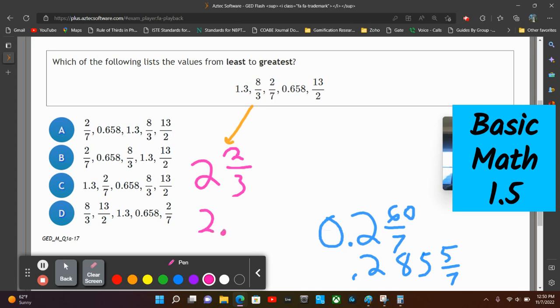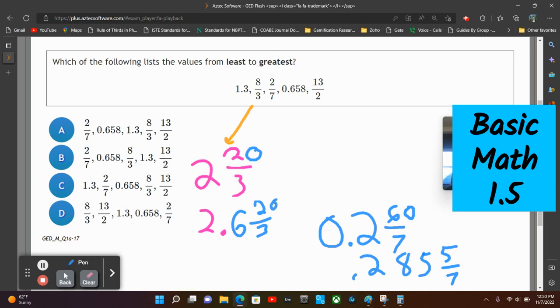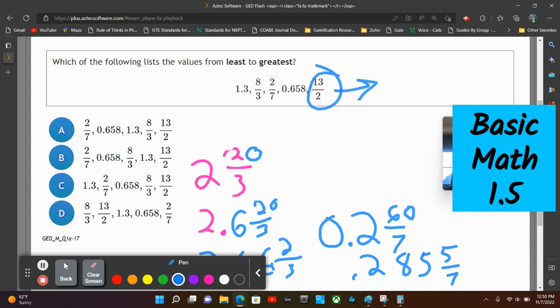I'll put a 2 point, and then I need to add a 0 here to make it 20. And 3 goes into 20 6 times with the remainder of 2. And see how we get the same fraction that we had started with, 2 over 3. So if I add another 0 to that, it would be 3 goes into 20 6 times with the remainder of 2. And it's basically going to repeat over and over again. So it's going to be 2.66 repeating. So 13 over 2.